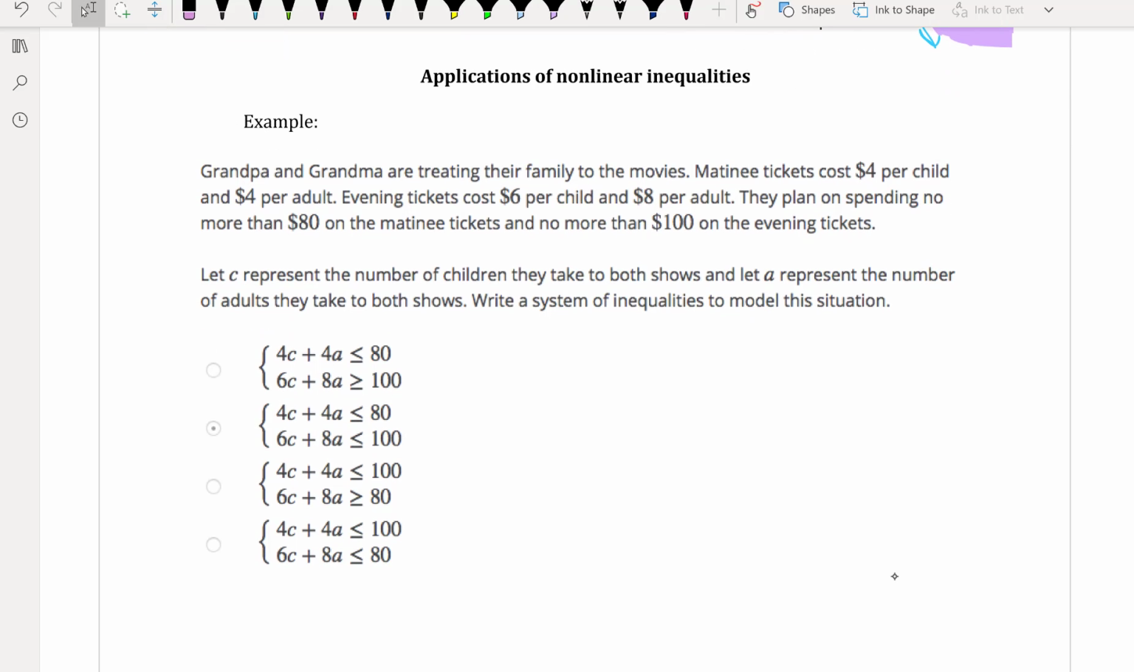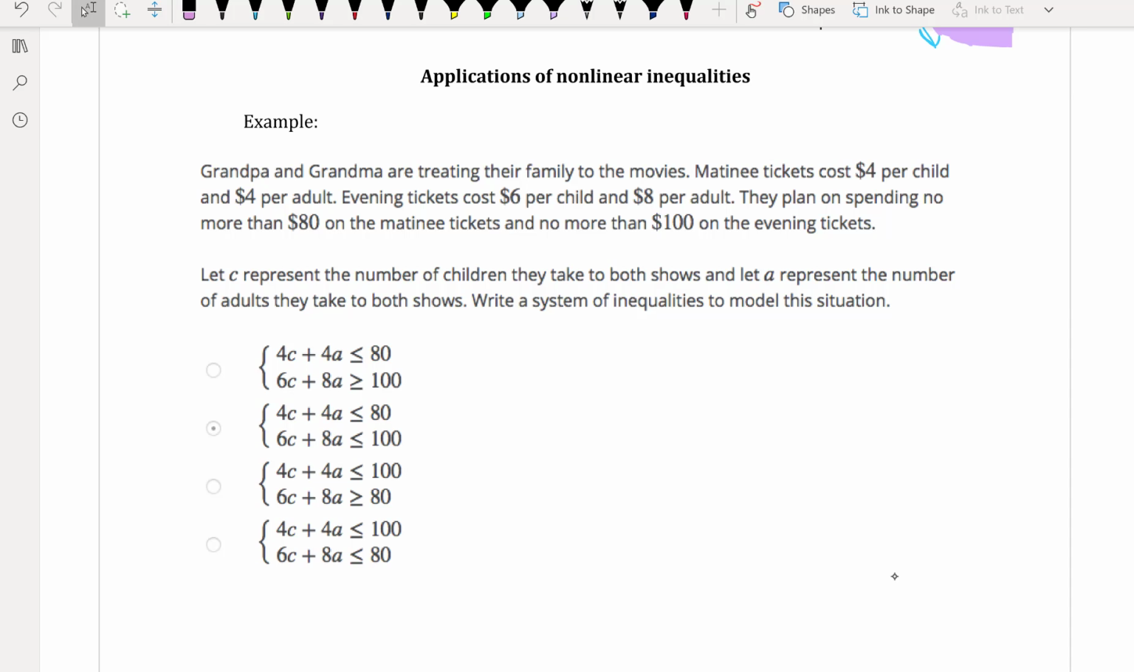So now we have applications, which means it's going to be the word problems. So let's see what this says. It says, Grandpa and Grandma are treating their family to the movies. Matinee tickets cost $4 per child and $4 per adult. Evening tickets cost $6 per child and $8 per adult. They plan on spending no more than $80 on the matinee and no more than $100 on the evening tickets. Let C represent the number of children they will take to both shows, and let A represent the number of adults they take to both shows. Write the system of inequalities to model the situation.